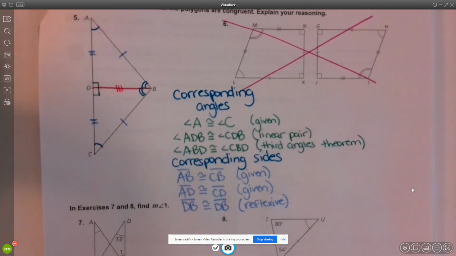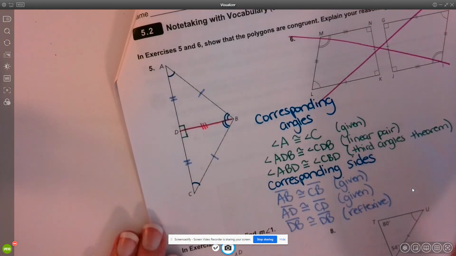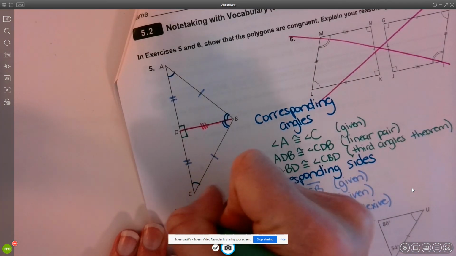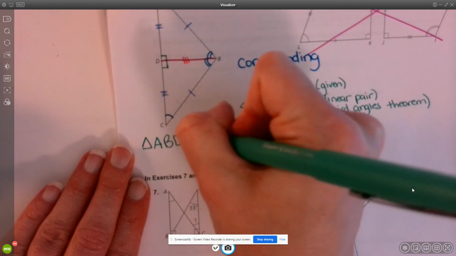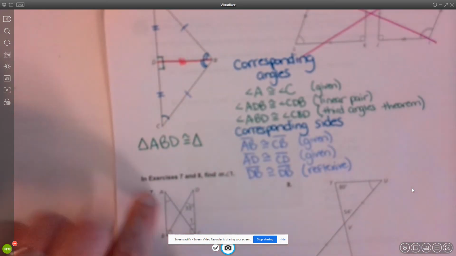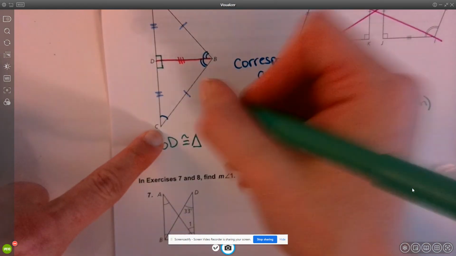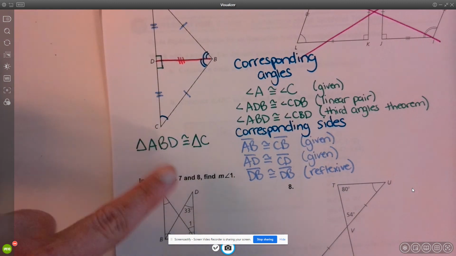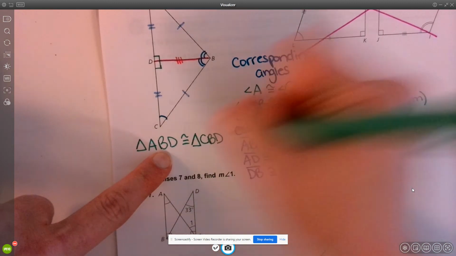So for my final answer, I'm going to state now that because of all these congruent parts, triangle ABD is congruent to, now the order matters. I put A first, so C has to come first in this triangle. B comes second, and D comes third.